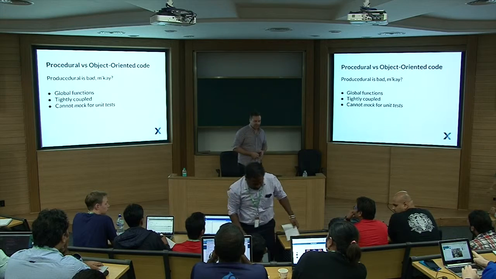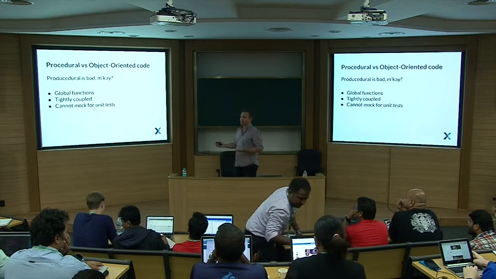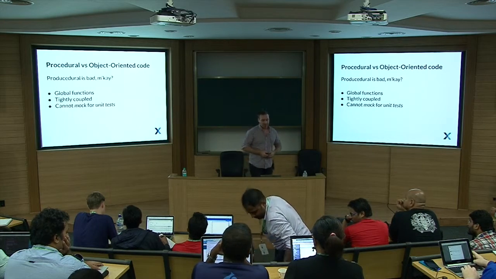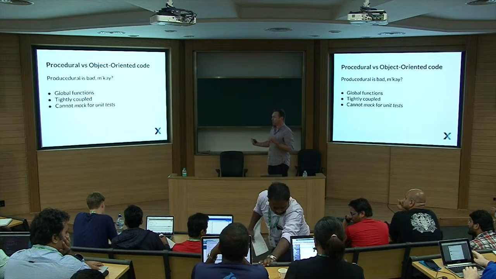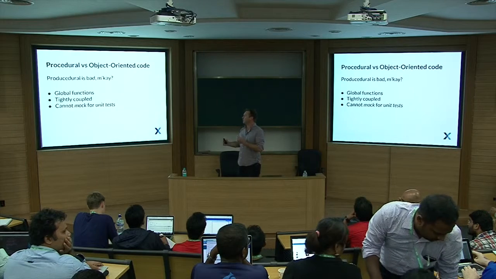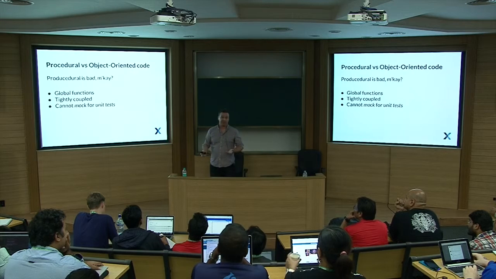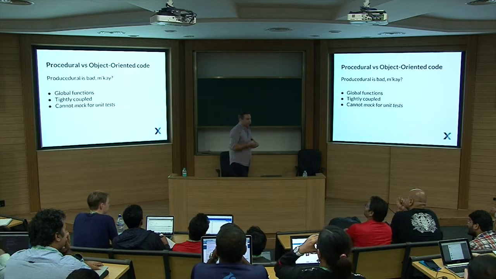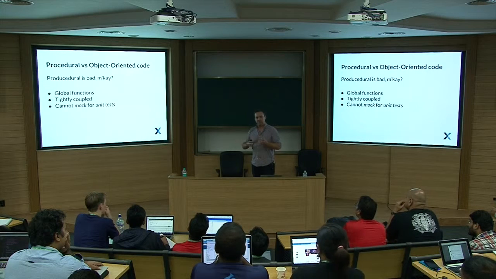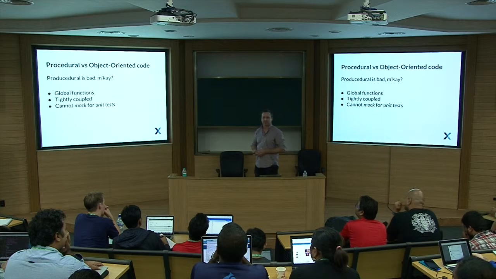So procedural code, I think, has a lot of negatives to it. First of all, those functions are global. Why is that bad? Well, it means you're tightly coupled to the code that you're executing. There isn't a clear separation there. And one of the key things, I think, is testability. If you're using object-oriented code, you can mock out the dependencies of that code and then test that code in isolation.